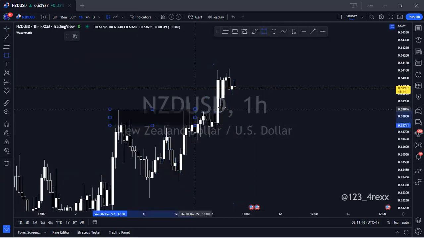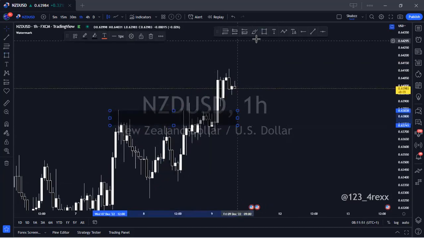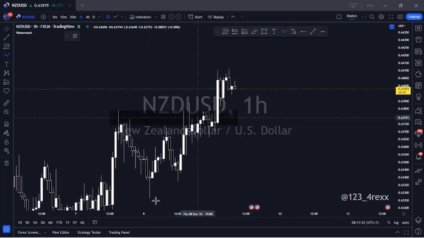Now we're actually perfectly bullish. We've gotten broken structures to the upside. We've created a higher high. Now what we can look out for is for price to come back and create a higher low. So that's what I'm going to be looking at for today.